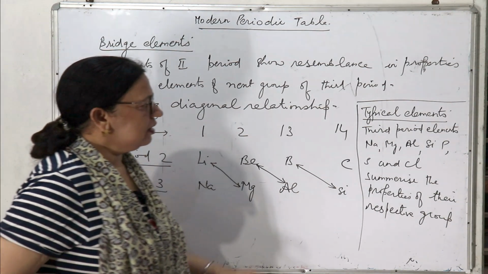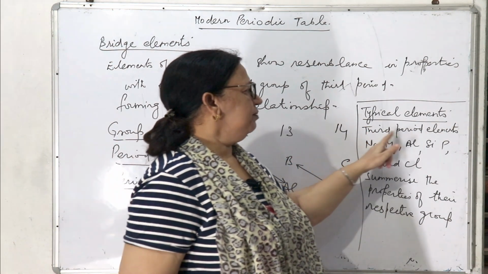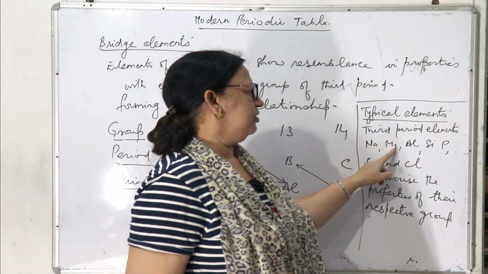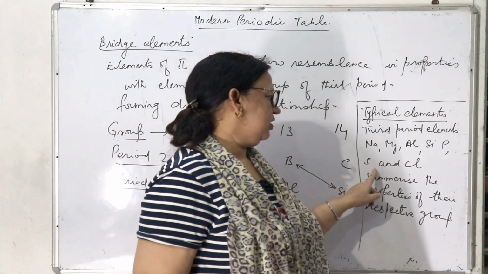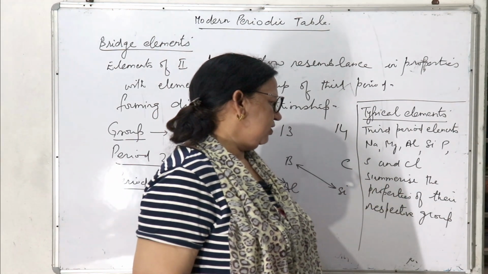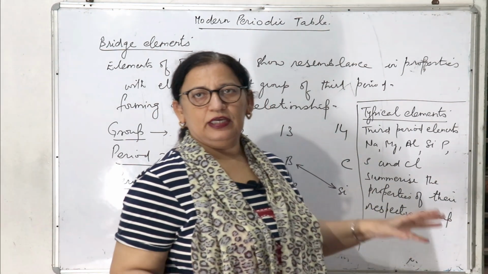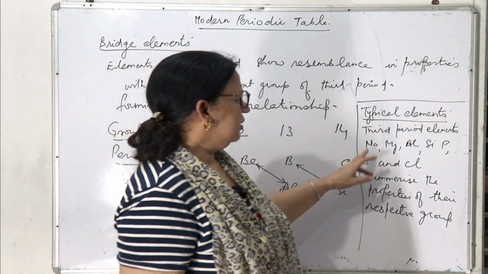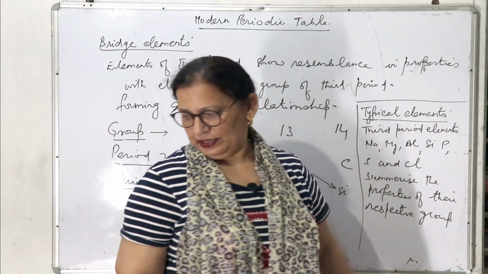And some elements are called typical elements, third period elements like sodium, magnesium, aluminium, silicon, phosphorus, sulfur and chlorine. They summarize the properties of their respective group. They represent their group, that is why they are called typical elements.